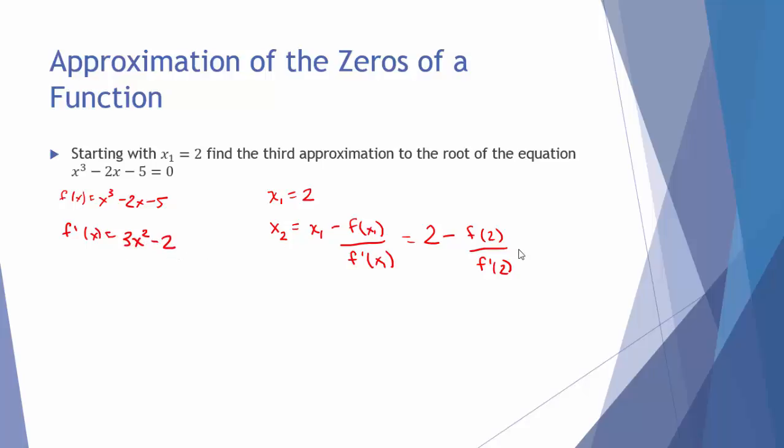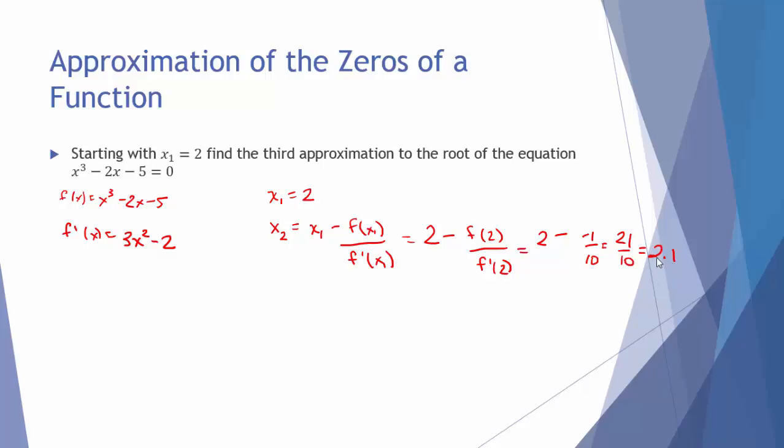So when we calculate this, we'll get 2 minus, when we plug 2 into the original function, we're going to get 8 minus 4 minus 5. That's going to be negative 1. And when we plug 2 into our derivative, we're going to get 12 minus 2, which is 10. So we're going to get 2 minus negative 1/10, also known as 2 plus 1/10, also known as 21 over 10, also known as 2.1.